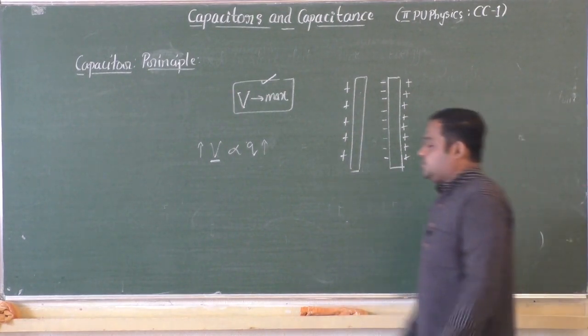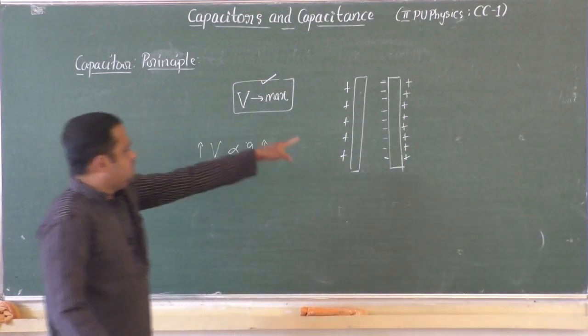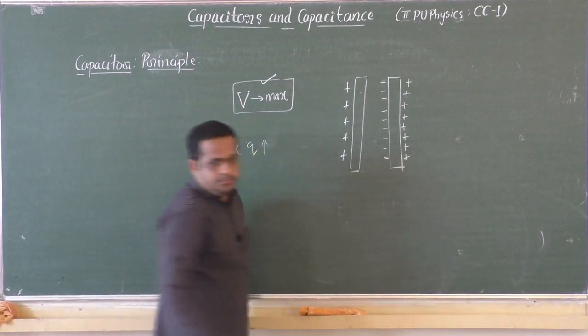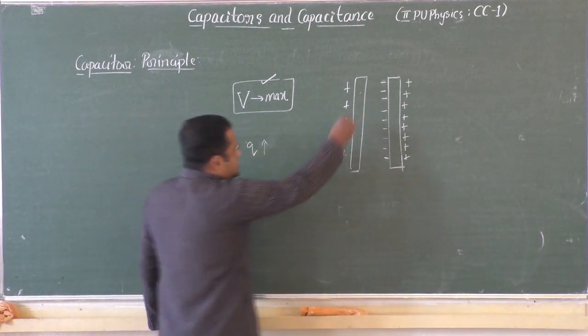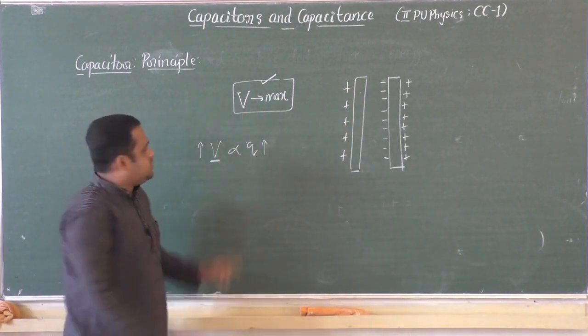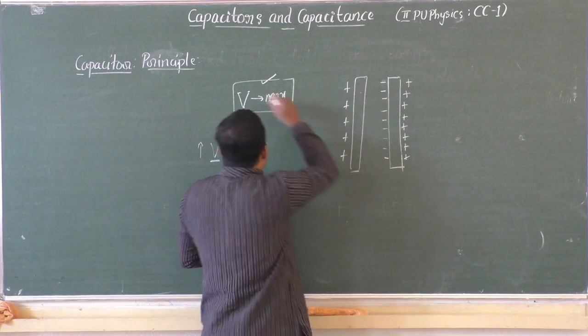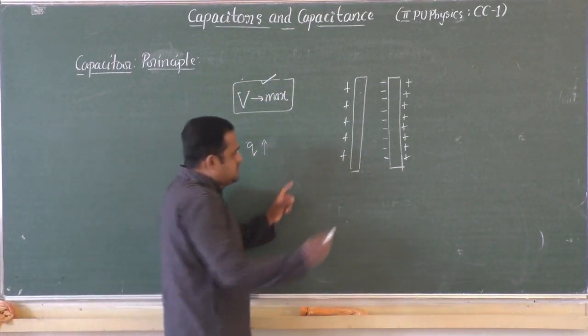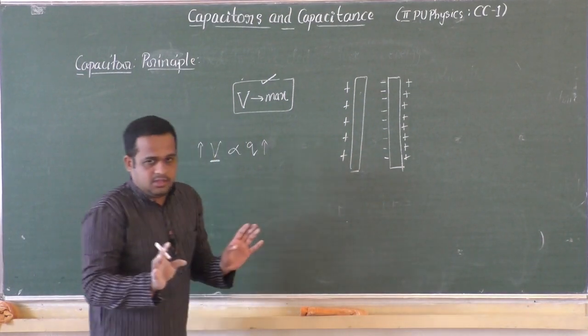Now what is the effect of this? What is the effect of the presence of this second conductor here? See, we already charged the first conductor up to its maximum possible value. That means potential on the surface of this conductor reached its maximum possible value. After that, the charging process is not possible.